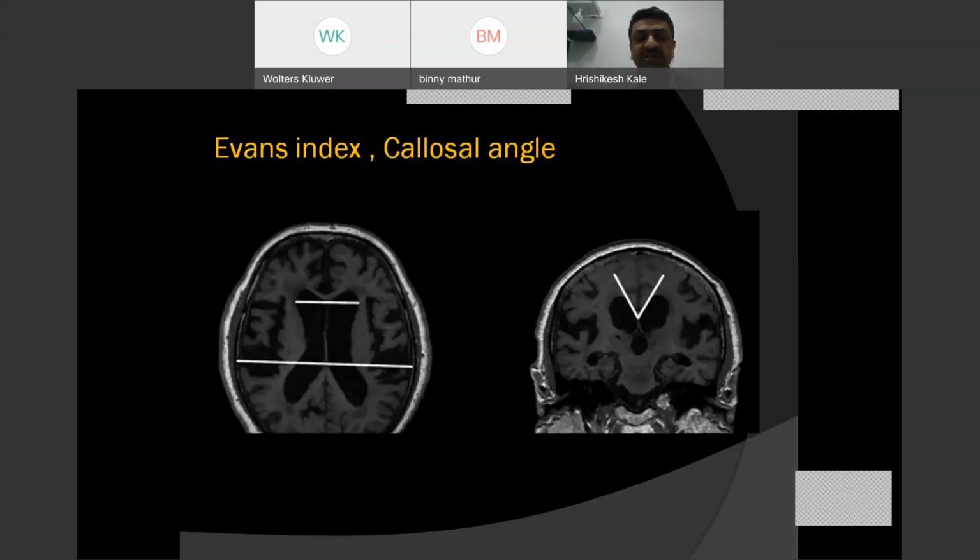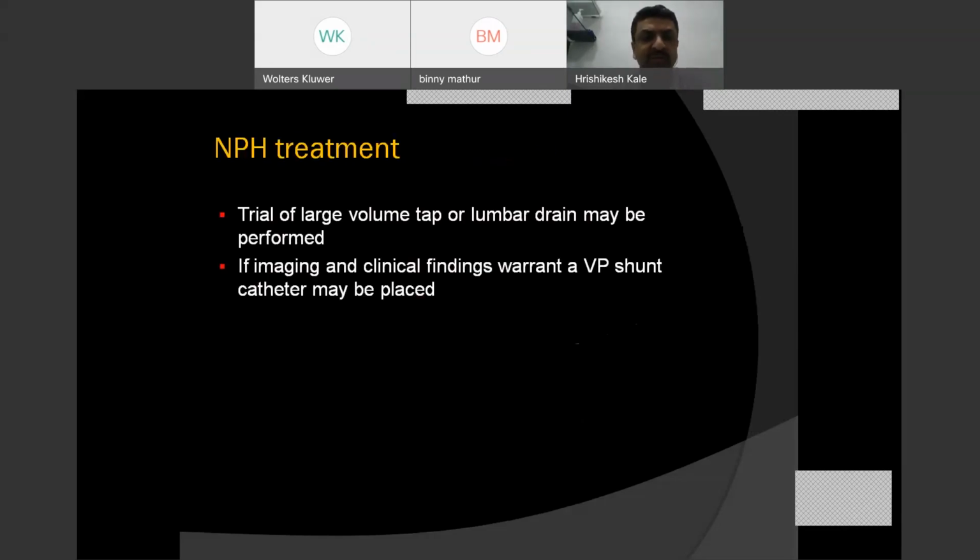So what is the Evans index? Basically, you're measuring the maximal width of the lateral ventricles and then comparing it with the inner table of the calvarium. If that is greater than 0.3, this can suggest the presence of hydrocephalus. And then the callosal angle: if the callosal angle is acute, this usually suggests the presence of hydrocephalus, NPH.